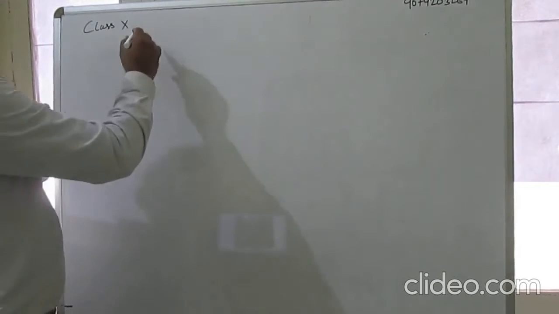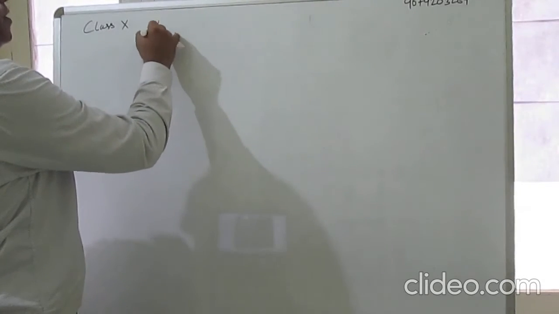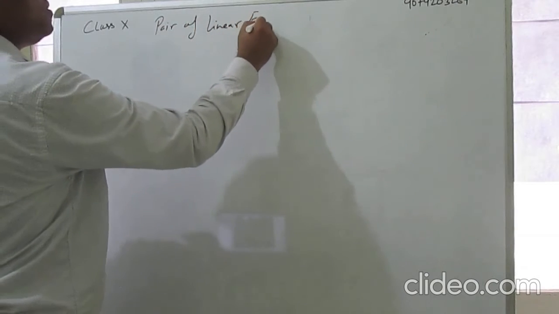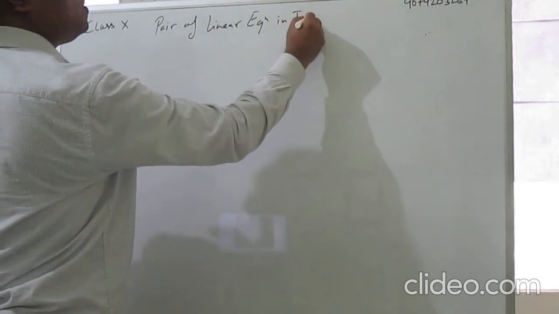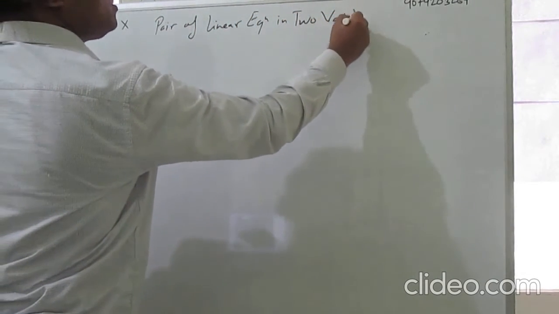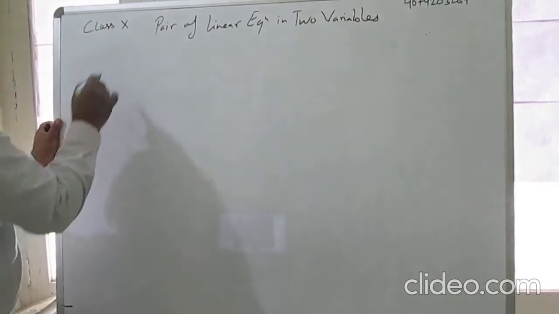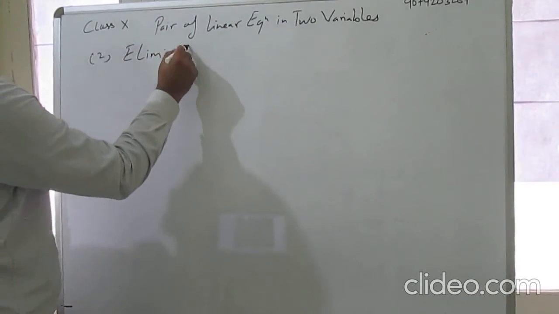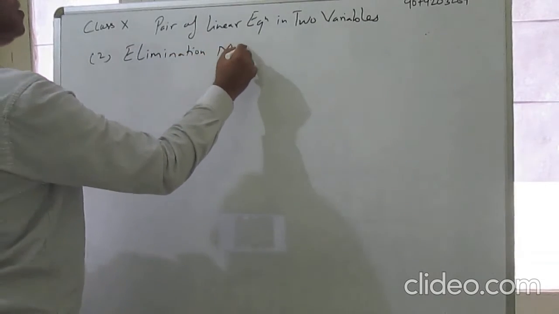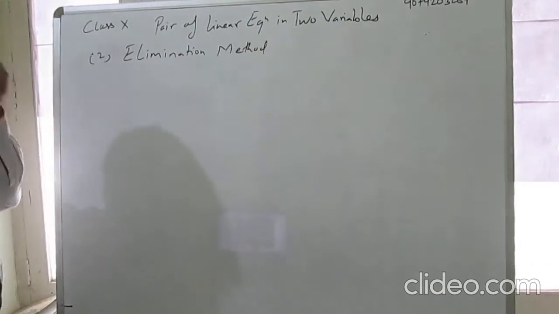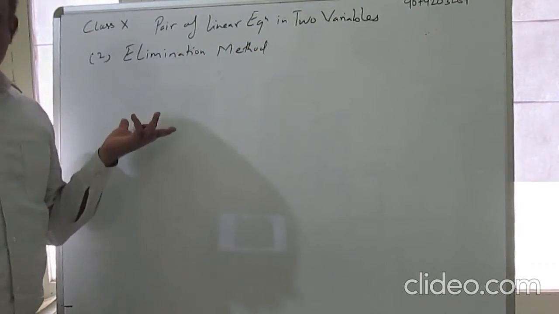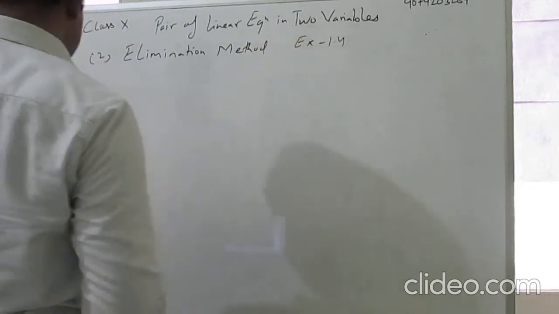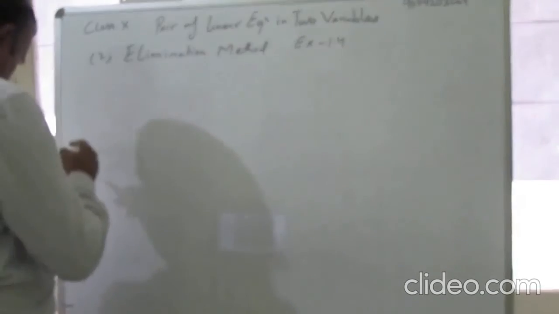Class 10, chapter Pair of Linear Equations in Two Variables. Today we will start the second method, that is the elimination method. This method I will explain with a question. We will start Exercise 1.4, question number first.